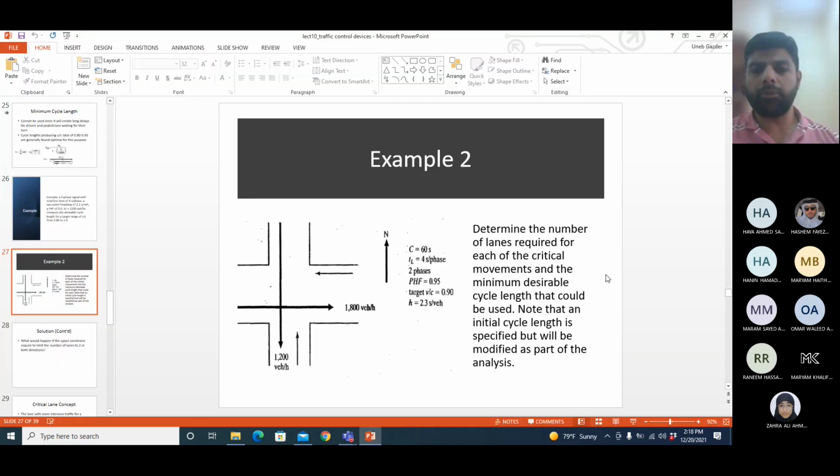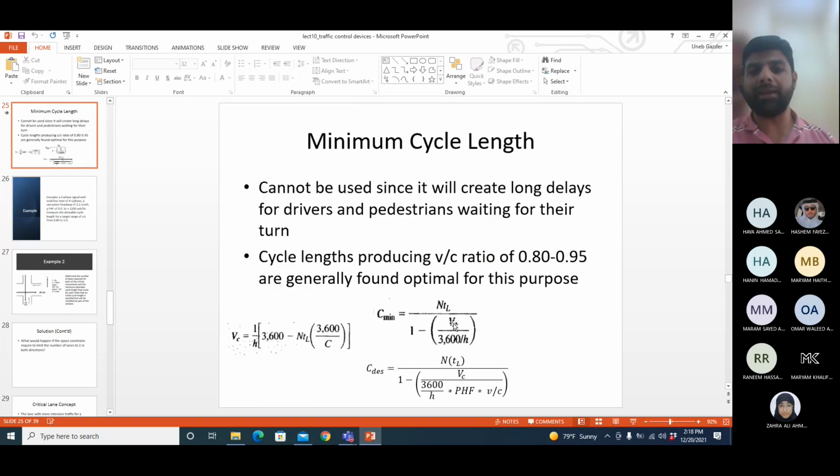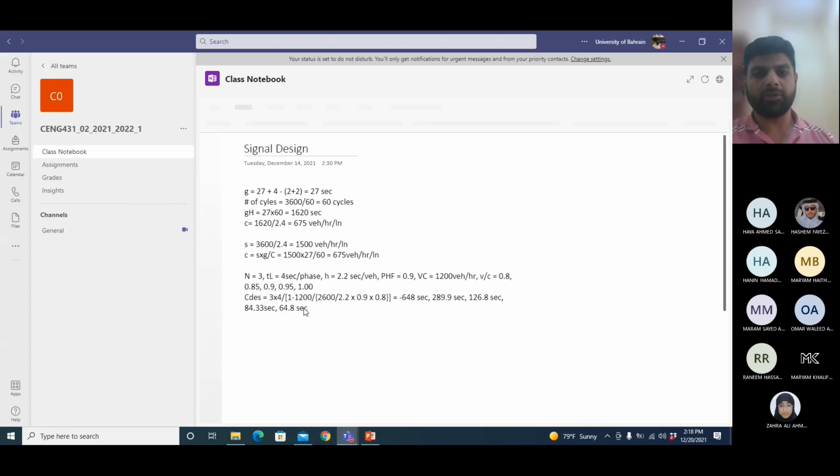Okay, now the important point here is that the initial cycle length is given. So I will take it as the minimum cycle length, that this is the minimum value. I can give this one or more than that. So if this is the cycle length, then how much VC, how much volume can it handle? If minimum cycle length is 60 seconds, then how much volume can this cycle length handle? So first of all, I will find out that.